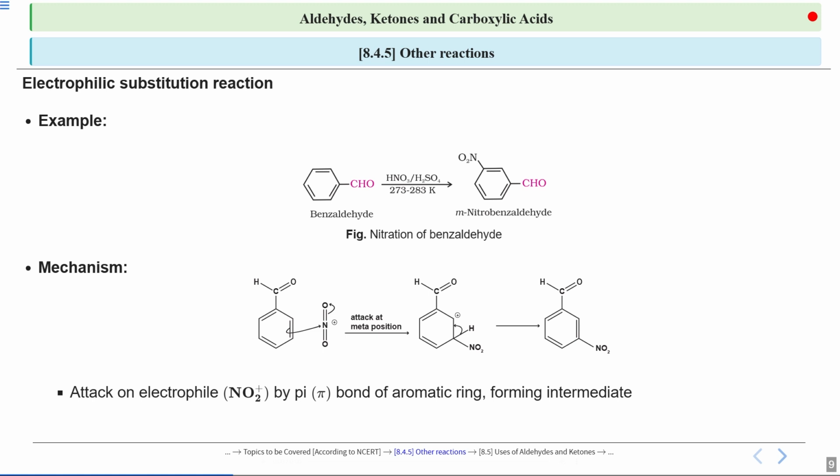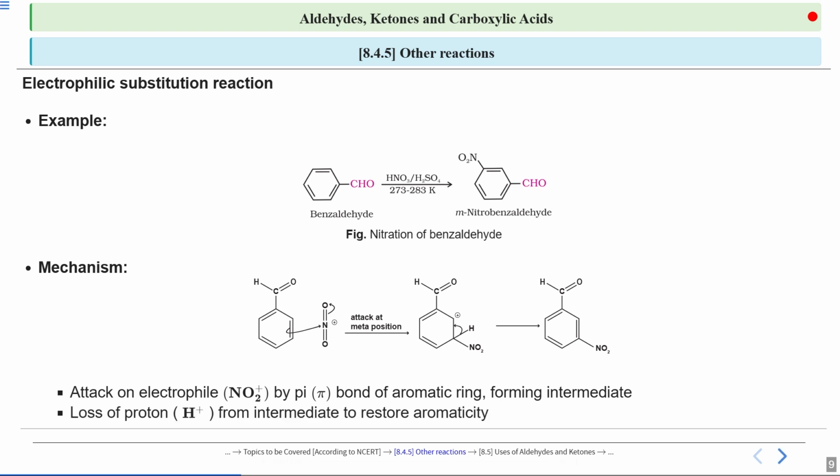In the aromatic ring, the pi bond attacks the nitronium ion, and this forms an intermediate compound. So there is attack at the meta position, and if you can see, there is an intermediate compound which is formed. And then in the final step, this intermediate compound loses a proton to restore the aromaticity of the compound. If you carefully look at this mechanism, you will see that this benzene ring donates its electron density to this electrophile, which is a nitronium ion, and you get this intermediate.